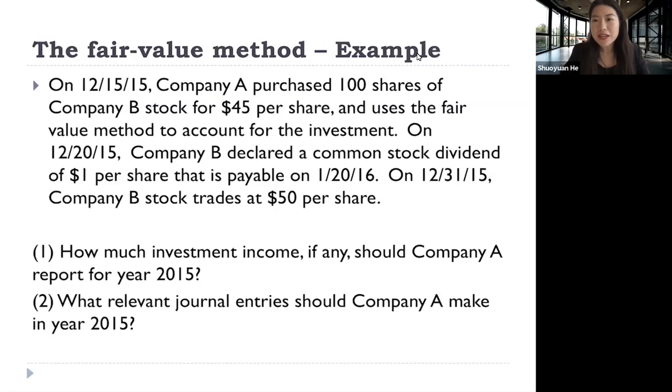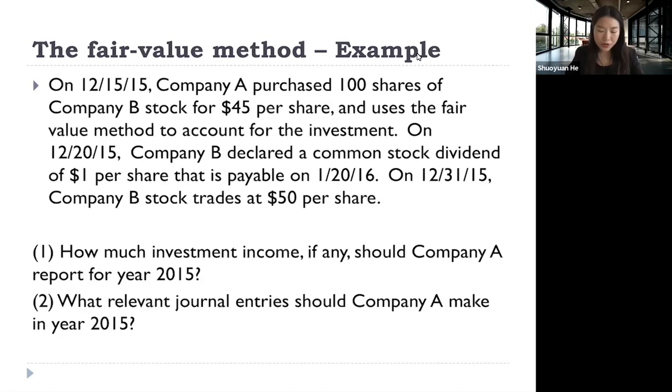On December 15th, 2015, Company A purchased 100 shares of Company B stock for $45 per share and used the fair value method to account for the investment. On December 20th, 2015, Company B declares a common stock dividend of $1 per share that is payable on January 20th, 2016. And on December 31st, 2015, Company B stock trades at $50 per share.